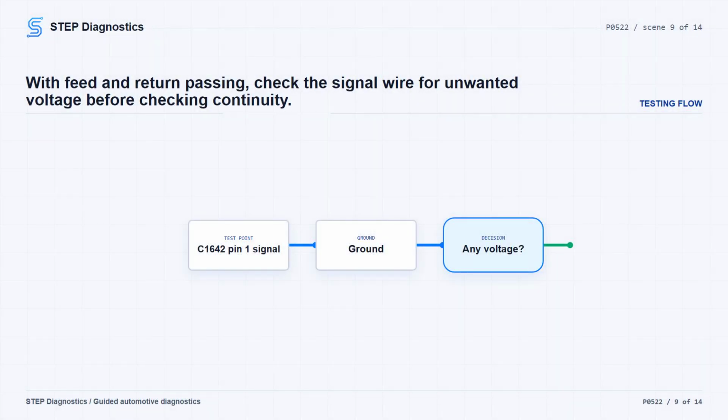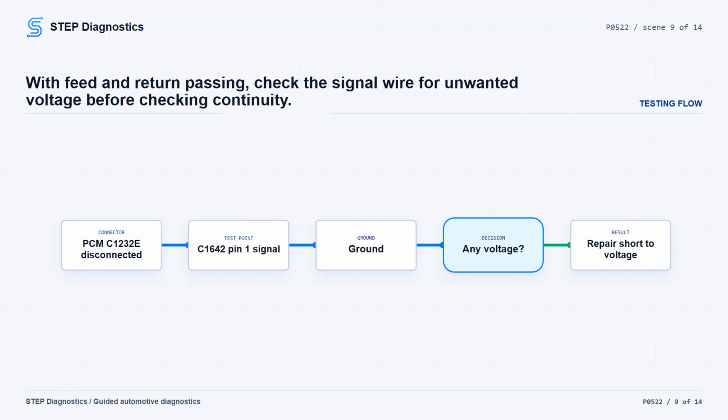With approximately 5 volts present at the sensor feed and return check, inspect the signal circuit electrically. Key off. Disconnect PCM connector C1232E for the 2.7L engine. Key on. Measure voltage from C1642 pin 1 to ground. Any voltage present means the signal circuit is shorted to voltage, so repair the circuit.